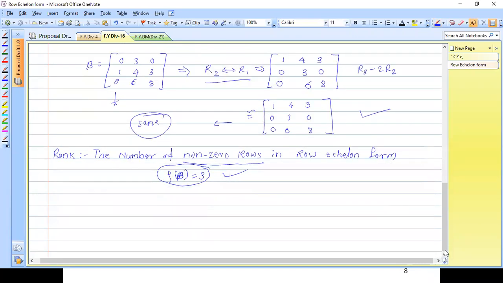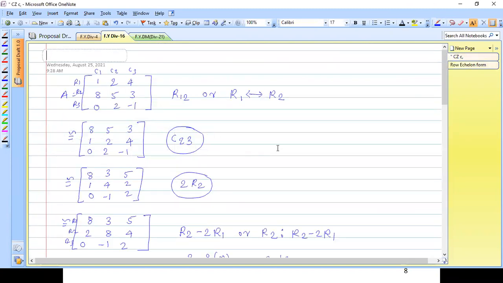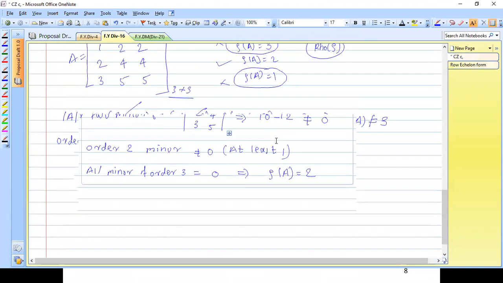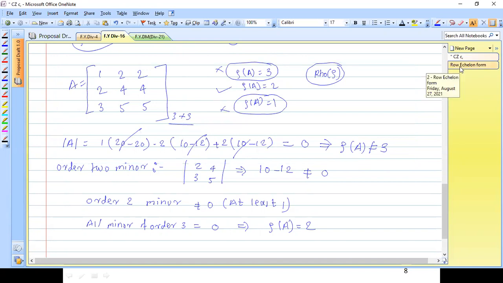We will take one more example so you will have a clear idea. Someone is saying let's take the previous example. Yes, we have rank 2 with us, no problem. So write down this example, and we convert it into row echelon form and check whether my rank comes to 2 or not. So 1, 2, 2, 2, 4, 4, 3, 5, 5.